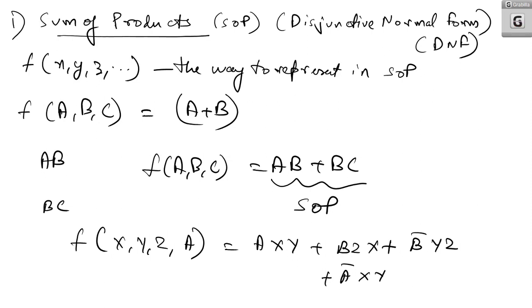Now see, the basic disadvantage of the sum of products form is that it will not contain the entire terms or entire combinations of the elements which is present in the function. That means here using f of x, y, z and a, if there are 4 variables, we can have 16 combinations. That 16 combinations may be present or may not be present. Okay, so that is the basic concept of sum of products form.